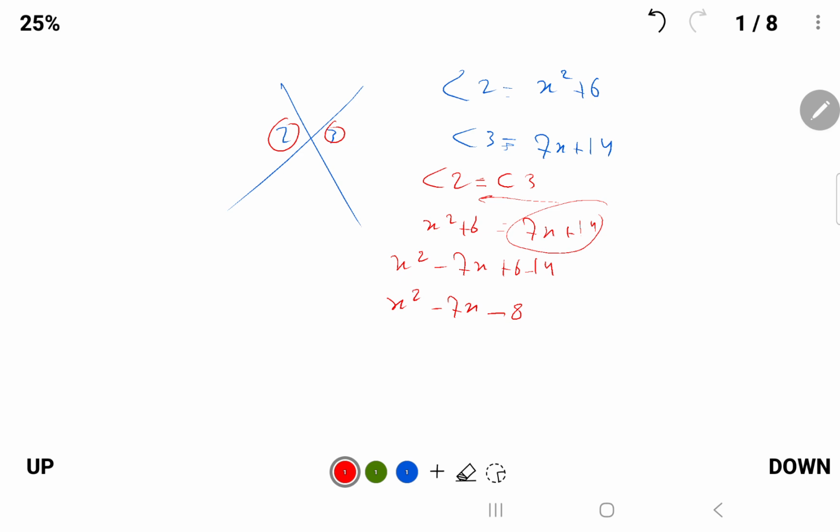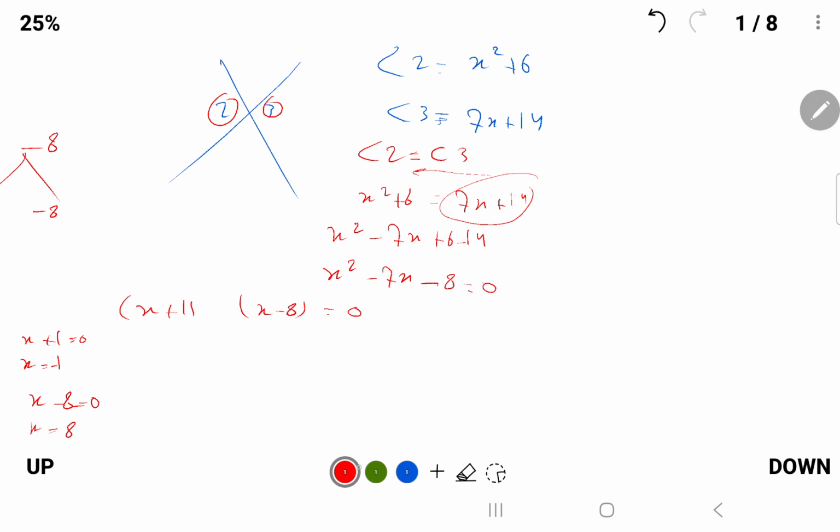Now with minus 8, we need two numbers. If we multiply them we get minus 8, and if we add them we get minus 7. So we have minus 8 and plus 1. So we get x plus 1 and x minus 8 equals 0. Now either x plus 1 equals 0 and x is equal to minus 1, or x minus 8 equals 0 and x is equal to 8.